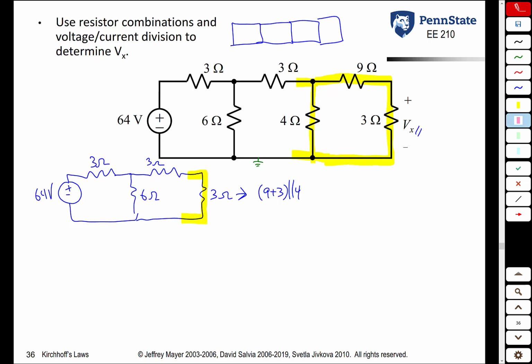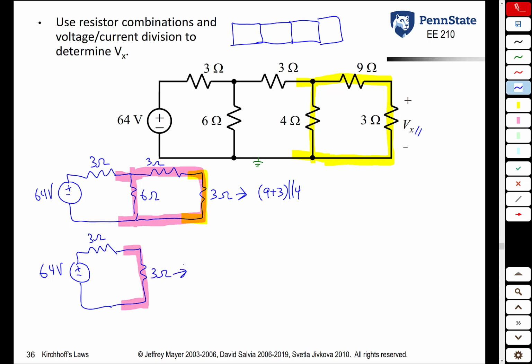What we're going to do here is recognize that this 3 ohm resistor and this 3 ohm resistor are in series, and that series combination is now in parallel with that 6 ohm resistor. So we still have our 64 volt source. We still have this top 3 ohm resistor. Now, all of the circuit in pink, we're going to replace by its equivalent resistance. Its equivalent resistance is also going to be 3 ohms.